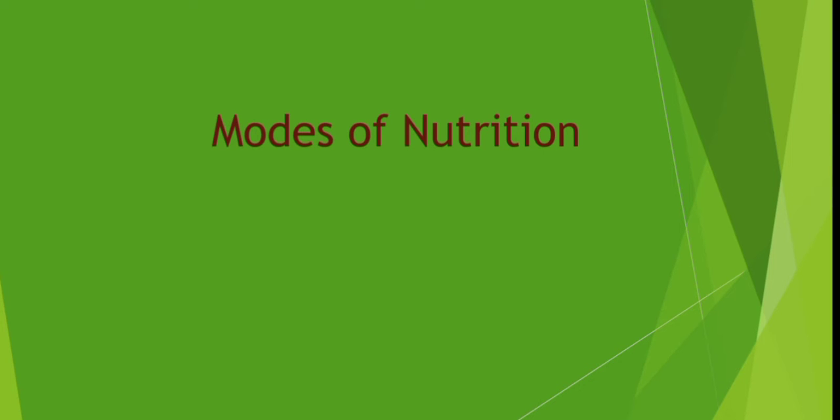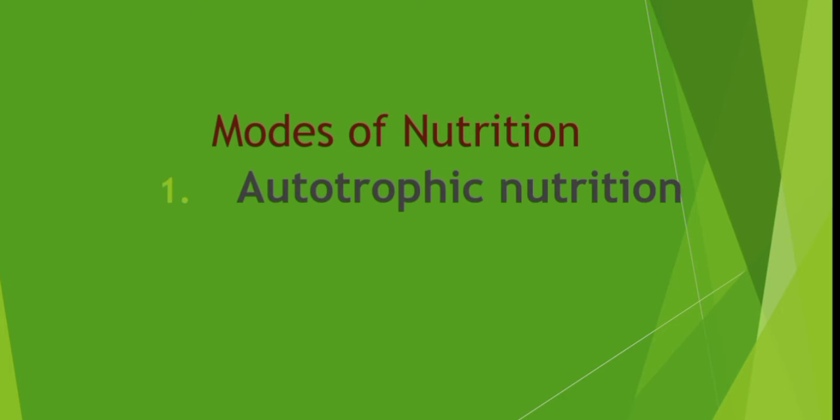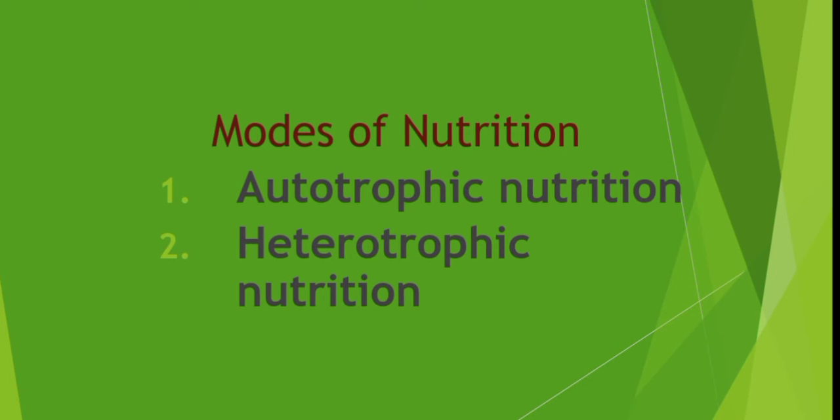Basically, there are two modes of nutrition. We have the autotrophic mode of nutrition and the heterotrophic mode of nutrition. The autotrophic mode of nutrition is carried out by green plants through a process called photosynthesis, and by certain bacteria through the chemosynthetic process.